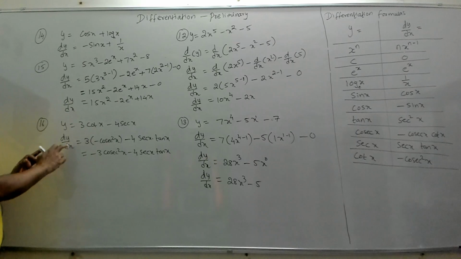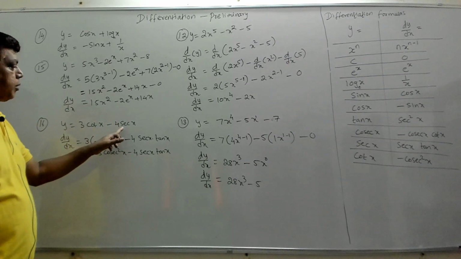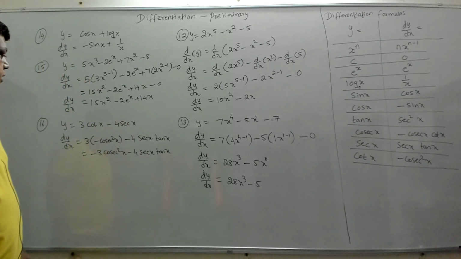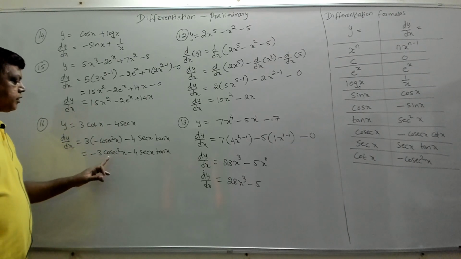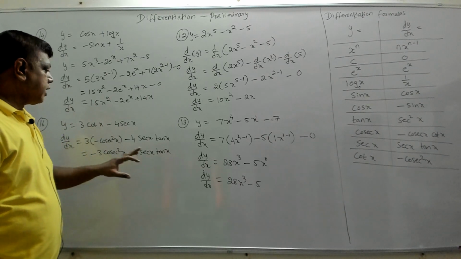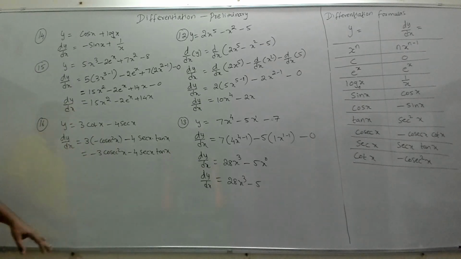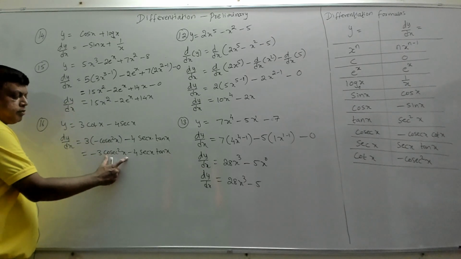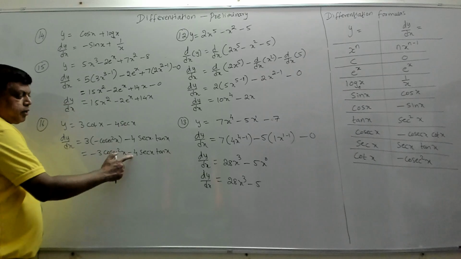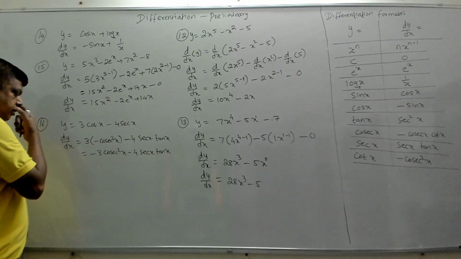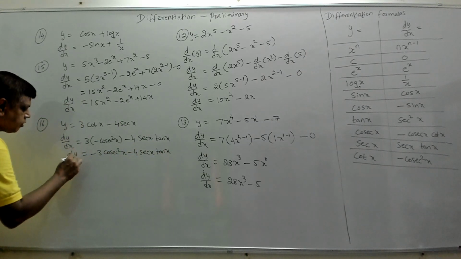So this is the derivative of the function y equal to 3 cot x minus 4 secant x. The derivative is minus 3 cosecant square x minus 4 secant x tan x. That is your dy by dx. So dy by dx equal to this.